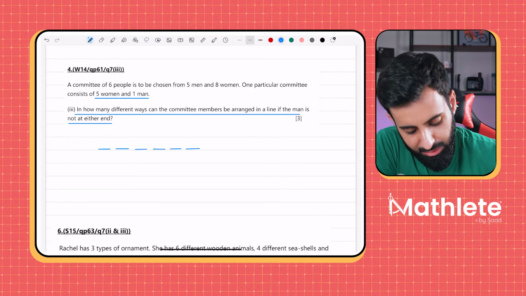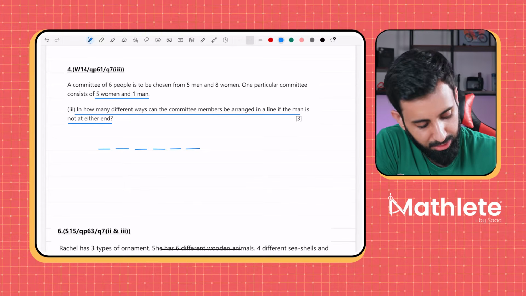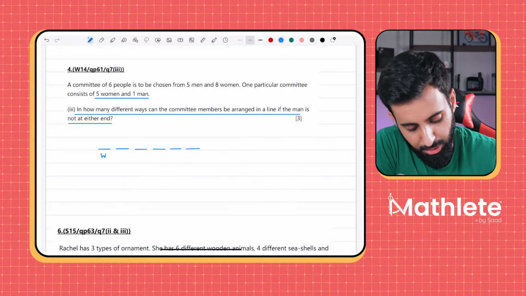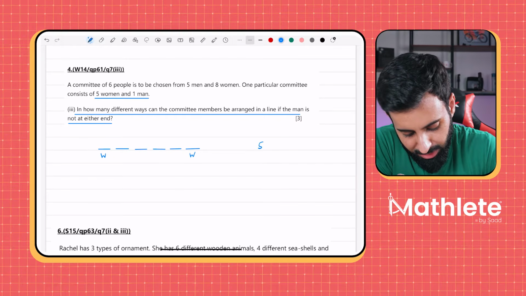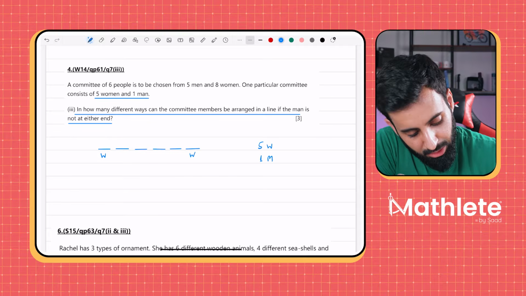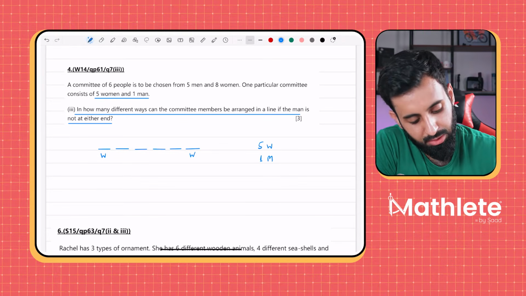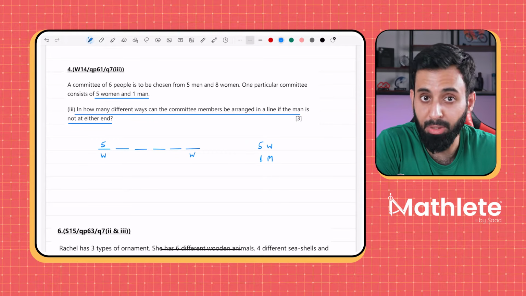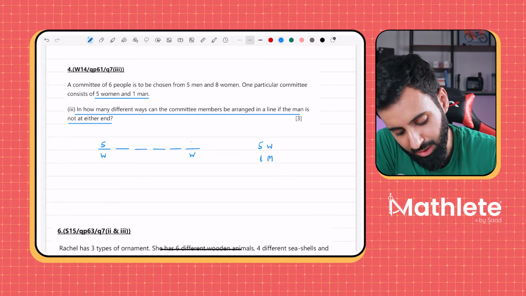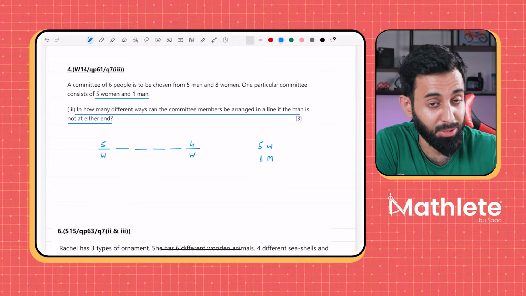Now do keep in mind that since a man can't be at either end, that means at this end there's got to be a woman, and at this end there's got to be a woman as well. Also, keep in mind that we have 5 women to arrange and 1 man. So always settle the restriction first. The restriction for the first place is that there's got to be a woman, so that means we have 5 options.